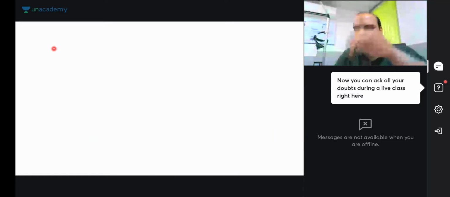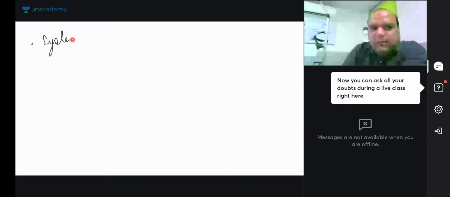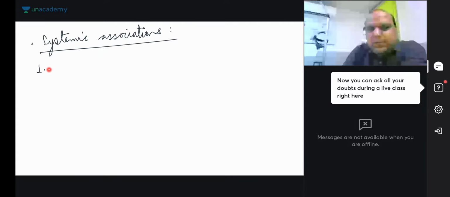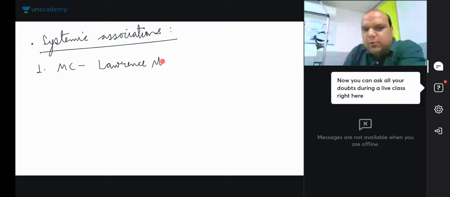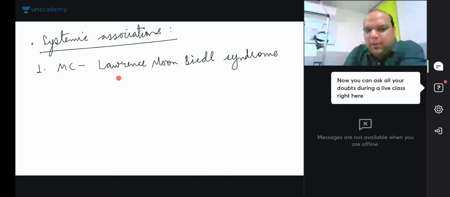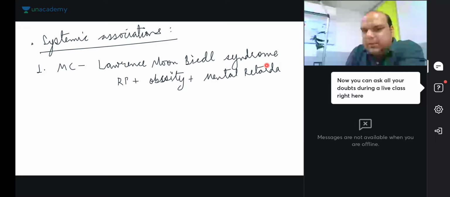Now, after we've done the treatment, let's move on to a very important question that they ask you: what are the systemic associations of retinitis pigmentosa? Number one, most common. At a lot of places, it is given as Usher syndrome, which is absolutely wrong. The most common is Laurence-Moon-Biedl syndrome. What is Laurence-Moon-Biedl syndrome? Retinitis pigmentosa plus obesity plus mental retardation plus polydactyly.